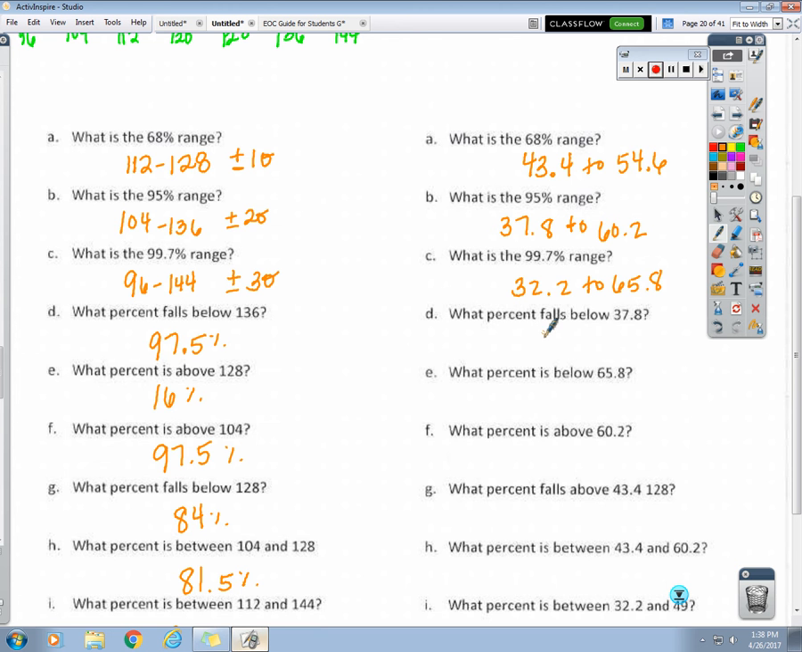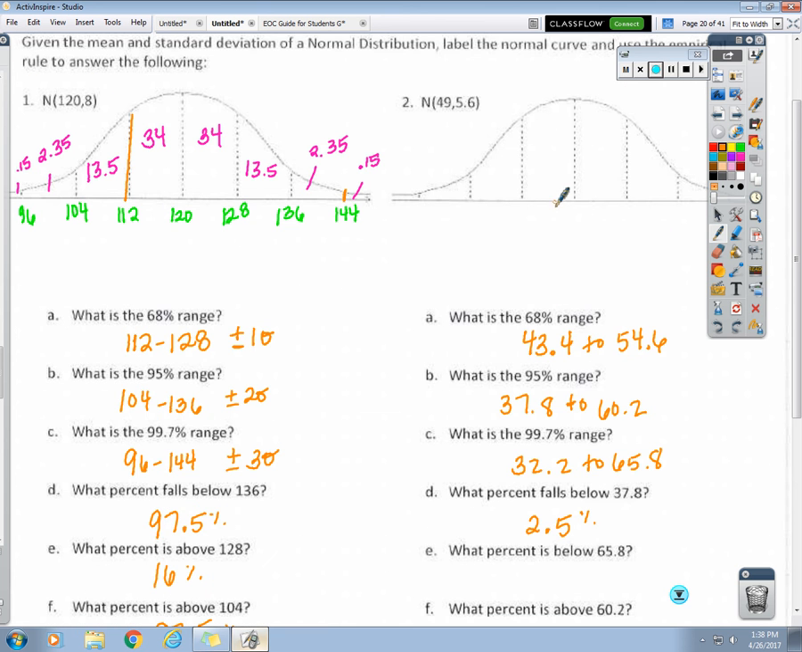D, Maddie. 2.5. You did the opposite way. Below 37.8 would be to the left of it, so 2.5%. Okay, so how do you do that? All right, how do you do this one? Well, 37.8 would have ended up being this line right here. And below that would have been all of this, which is 0.15 and 2.35, that adds up to 2.5%.